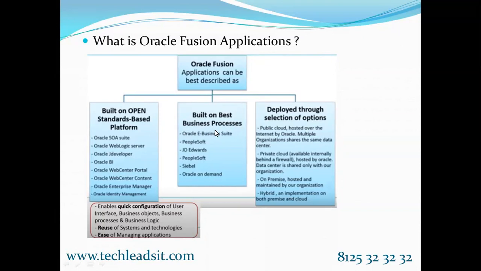And whatever business processes and platforms are deployed into various deployment options like public cloud, private cloud, and on-premise applications. On-premise applications are nothing but what we are using as of now, E-Business Suite, which is an Oracle application that is completely on-premise. Coming up, we'll see what public cloud and private cloud are. By using Fusion applications, we can enable quick configuration of the user interface, business objects, business processes, and business logic, and we can very easily reuse systems and technologies. And when we compare with our EBS system, it's very easy to manage applications.